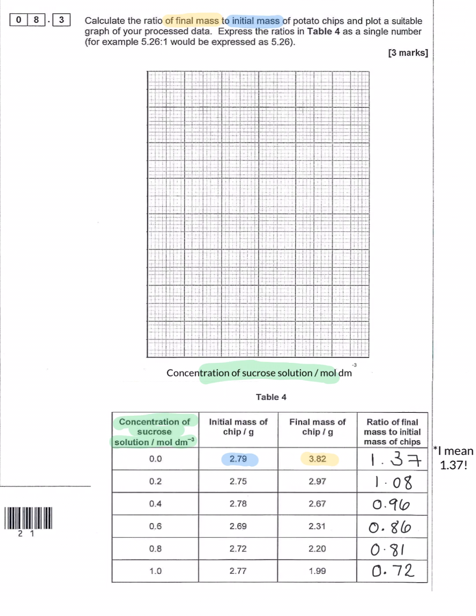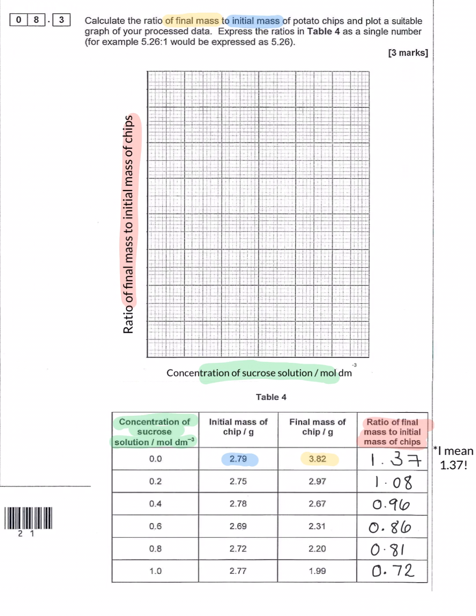The dependent variable, or the variable that we are measuring, in this case the ratio of final mass to initial mass of chips, always goes on the y-axis. So this is what we've been measuring throughout our experiment, or the result of processing our data. Ratio does not have a unit.